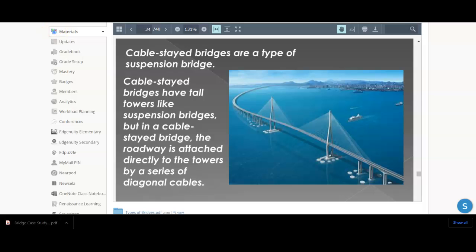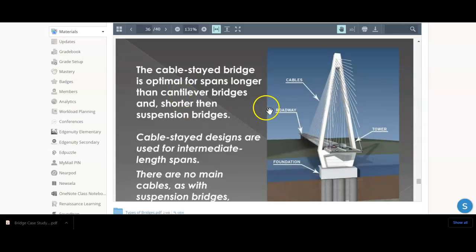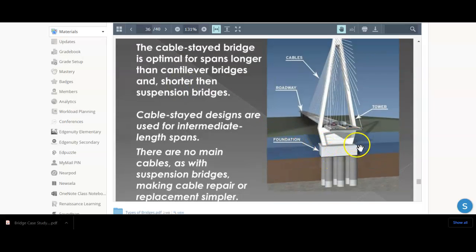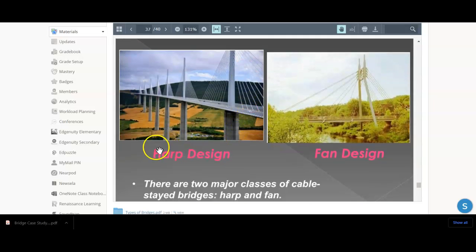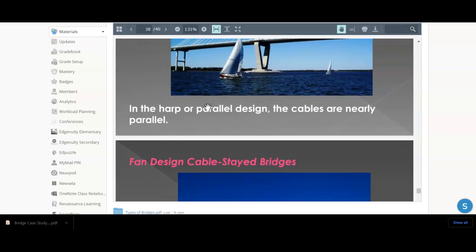And it's very effective. So again, here are the parts, here's the foundation. You can kind of see how far the foundation goes down to bedrock. You have the tower, the roadway, and then the cables. It's basically like a canopy of cables going over the road. And you have the harp design, and you have the fan design. It really depends on what the architect and engineer decide on the design. And there you have it. That is the cable stay bridge.